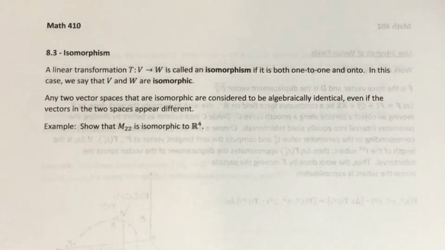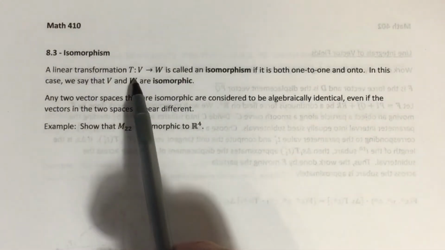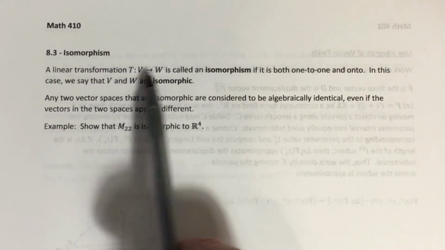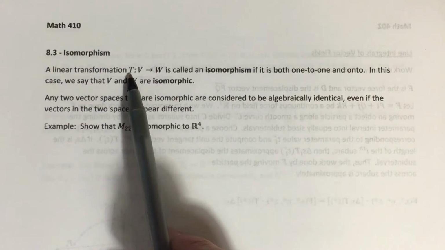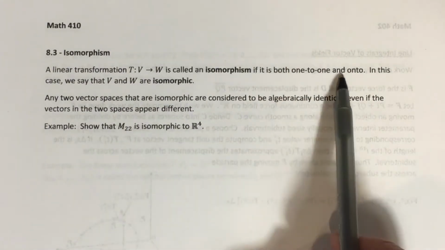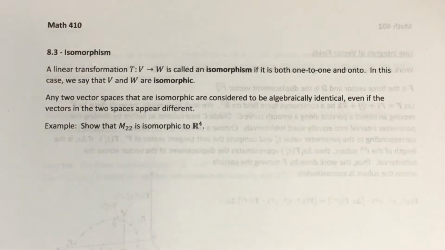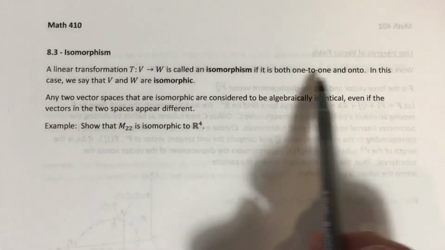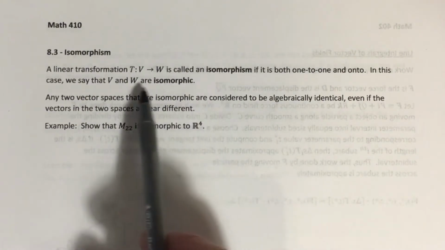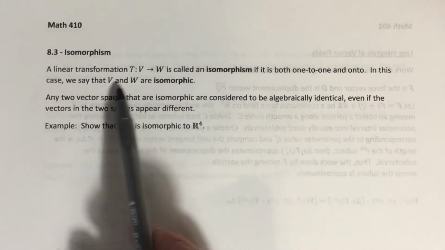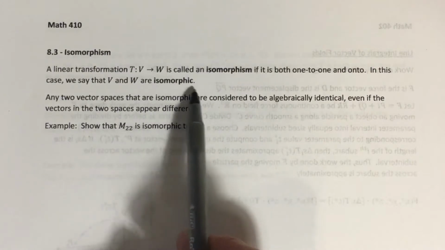So let's just start with the definition. A linear transformation T that maps V to W is called an isomorphism if the linear transformation is both 1-to-1 and onto. And I mentioned this in the previous section in 8.2. But if this is the case, if this linear transformation is an isomorphism, then what we say is that the two vector spaces V and W are isomorphic.